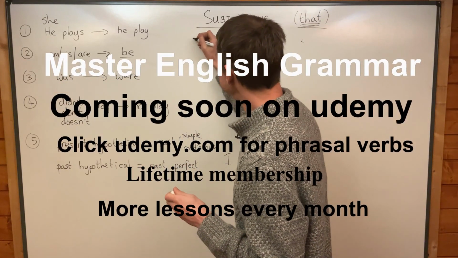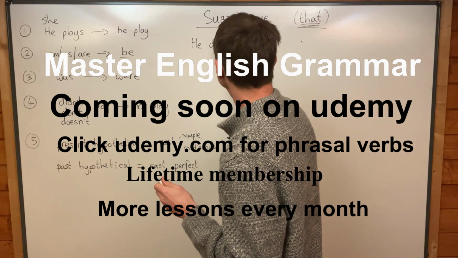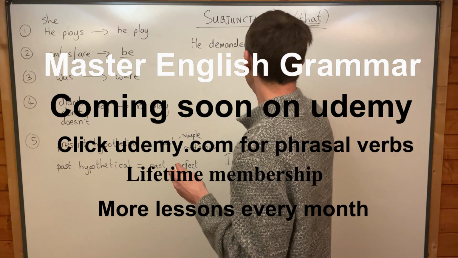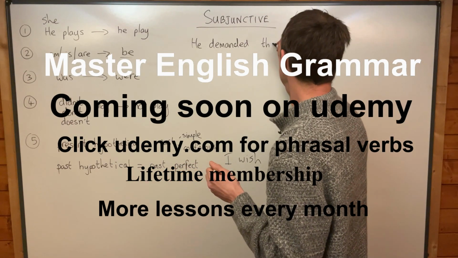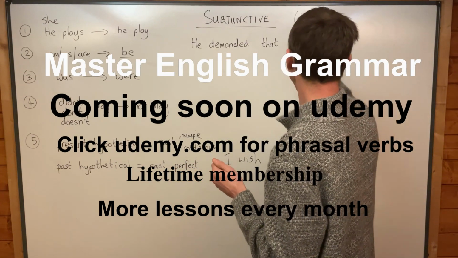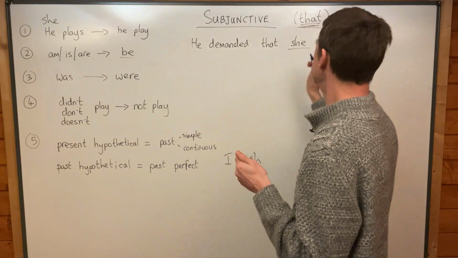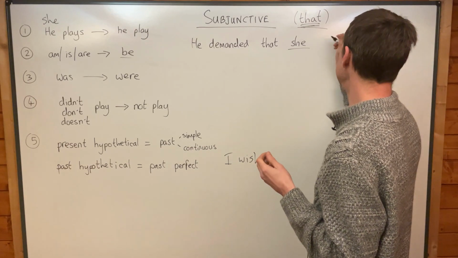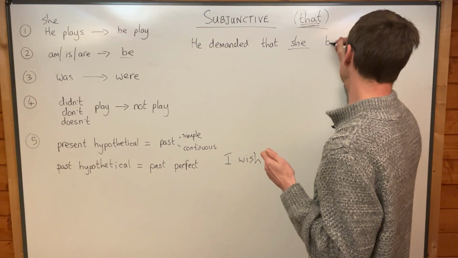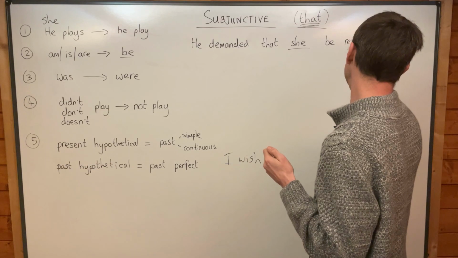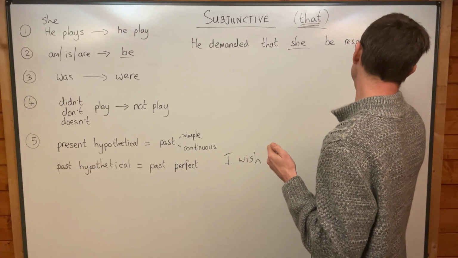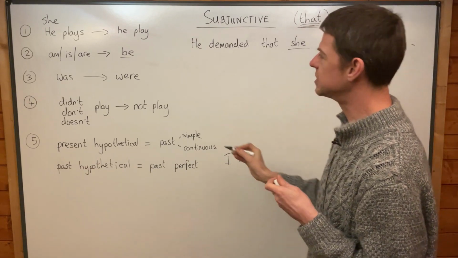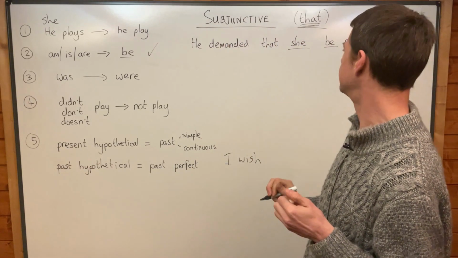So he demanded that she, and I'm going to use she so that you can definitely see the subjunctive. He demanded that she, how about she be responsible for, I don't know, the children on the school trip. That she be responsible for, and notice it says she be, not she is. So there we go. That's an example of number 2.